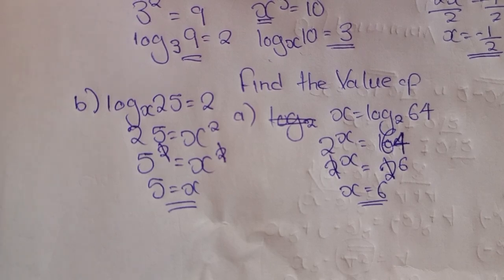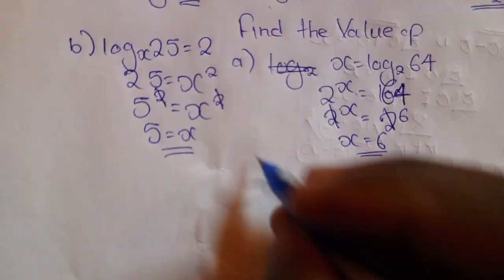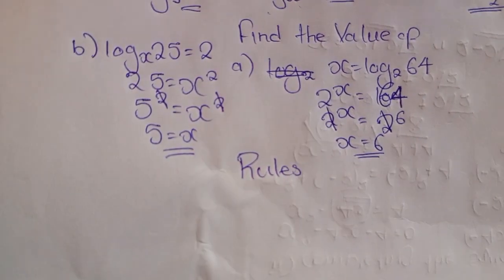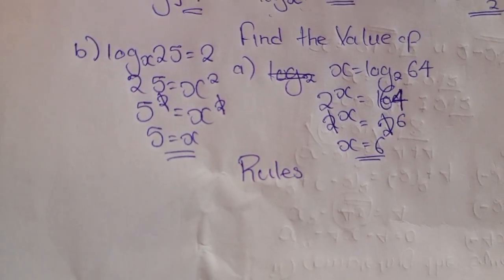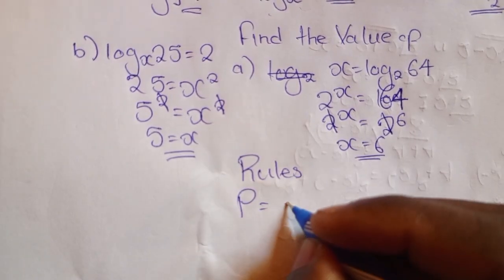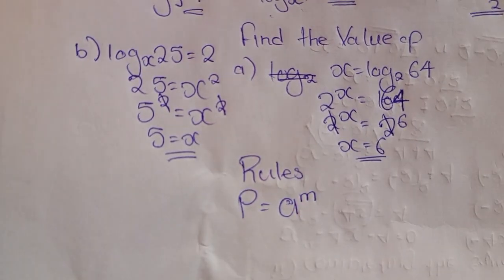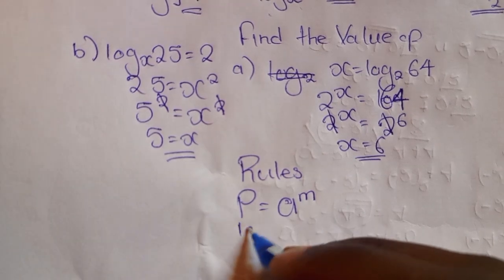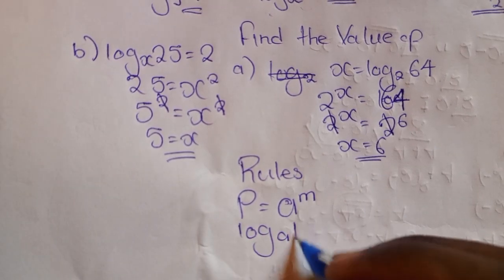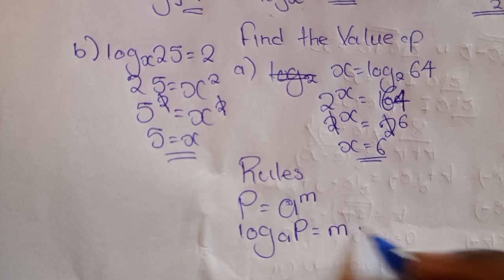So looking at what we have done, we can now go to some special kind of logarithms. Under here, we will write the rules of logarithms. I will show you how they were derived, but there is no need to know how they were derived. Let p be equal to a to the power m, which in logarithmic form is log base a of p equal to m. This is what you have.